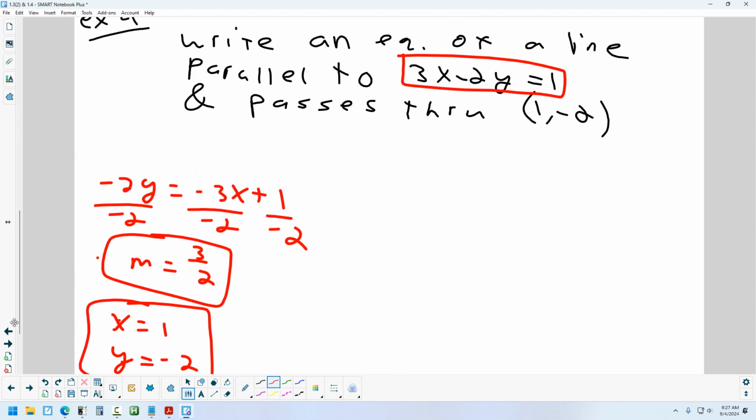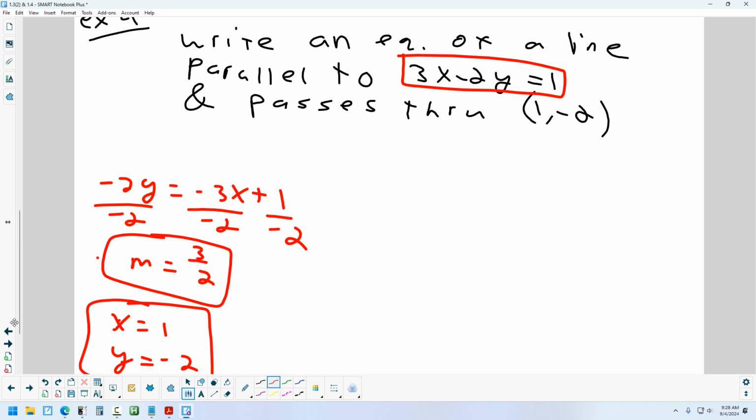Okay, so any question on that idea? Finding an equation of something parallel or perpendicular? Like in Algebra 1, we'd go through 2 or 3 examples of parallel and then 2 or 3 of perpendicular, but I'm hoping you guys are comfortable with that.